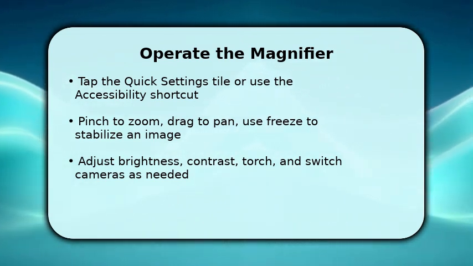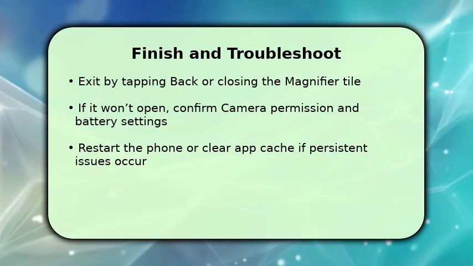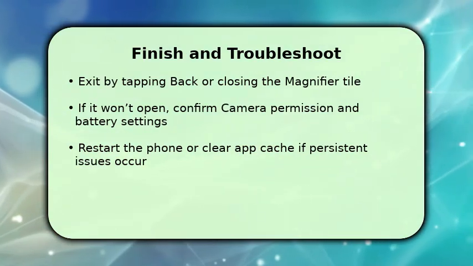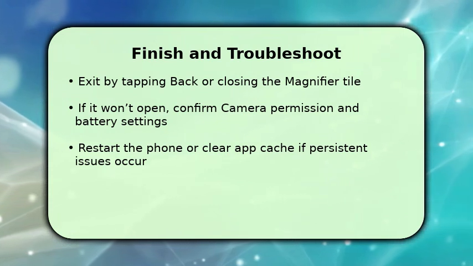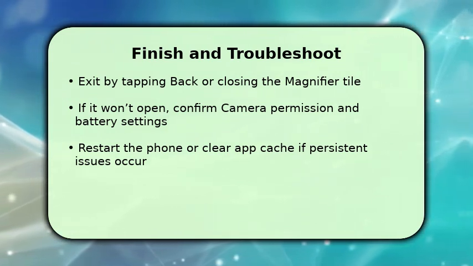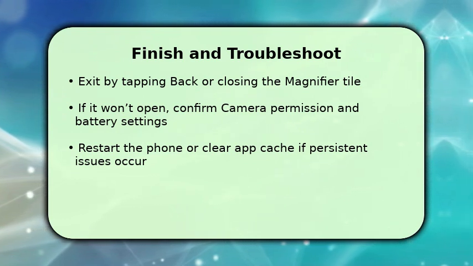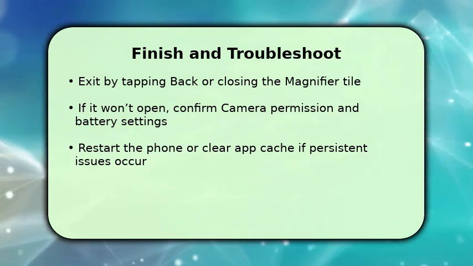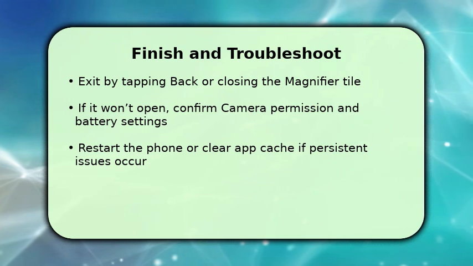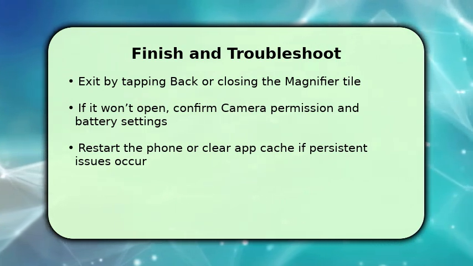Finish by closing the magnifier when you're done, tap back or swipe away the app, and remove the Quick Settings tile if you prefer. If the magnifier won't open or shows a black screen, make sure camera permission is granted and battery saver isn't restricting background camera use. Permissions are the most common blocker.